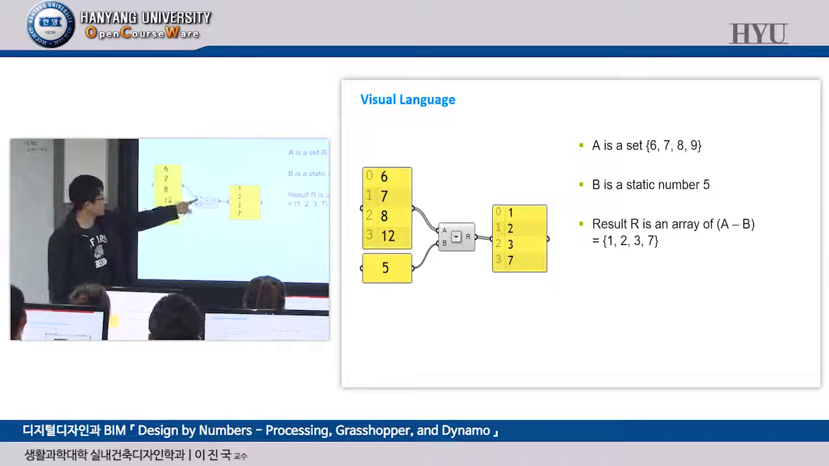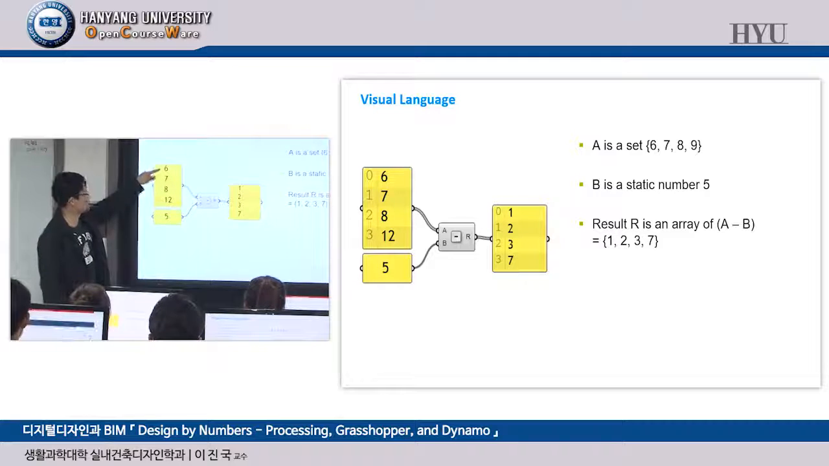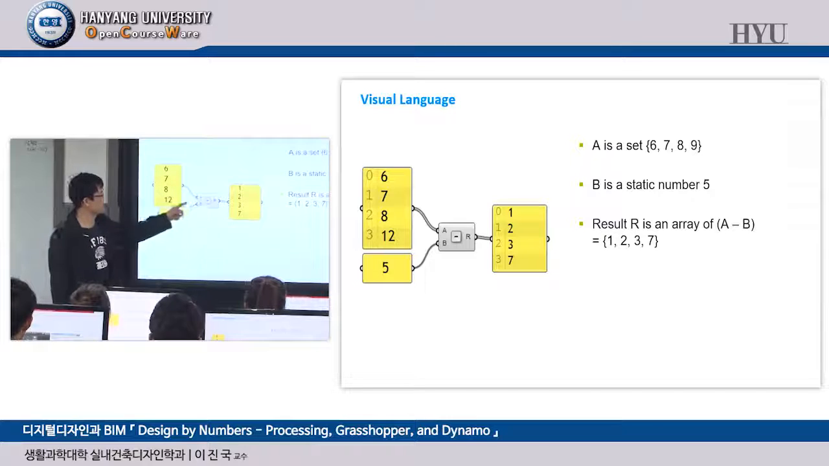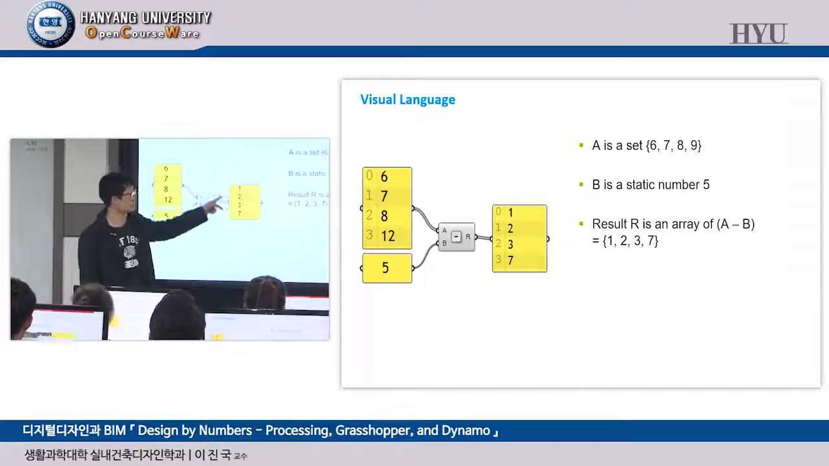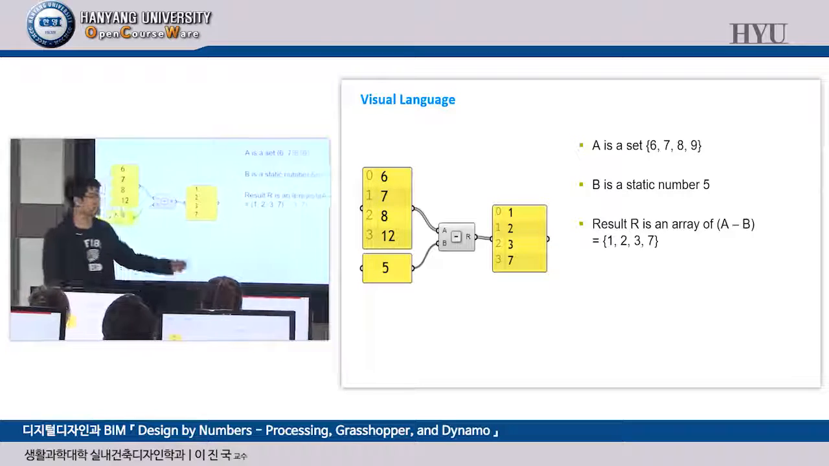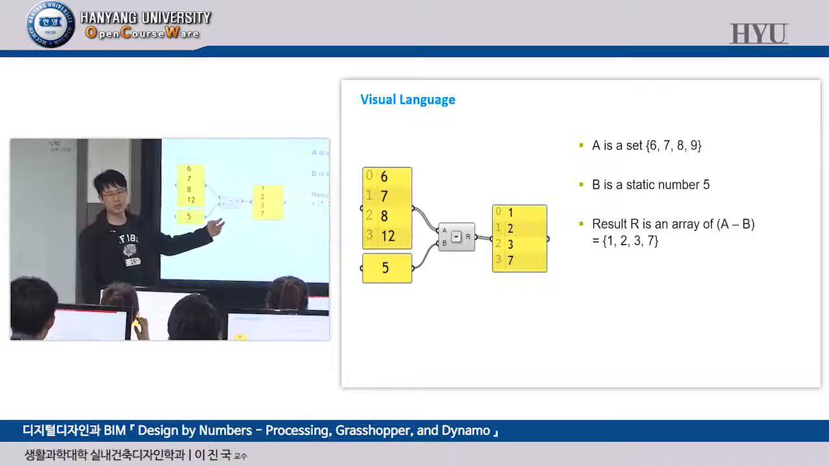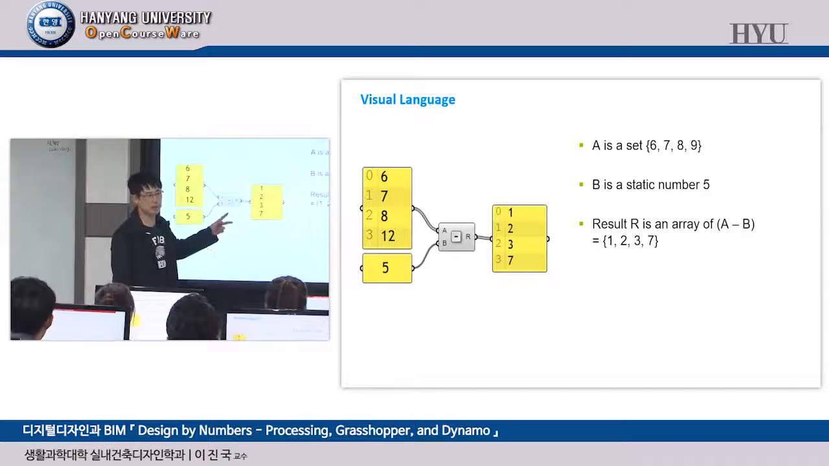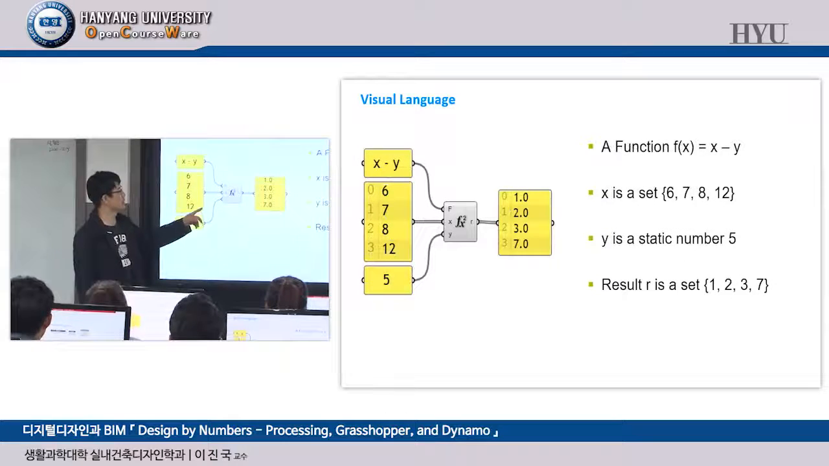So take a look. A has array 6, 7, 8. At this time it's 12, okay? And B is static number 5. So A minus B simply returns this array collection 1, 2, 3, 7, okay? So this function, this battery simply determines input values, its operation as well as output, okay? Very intuitive, very easy. How about this one?